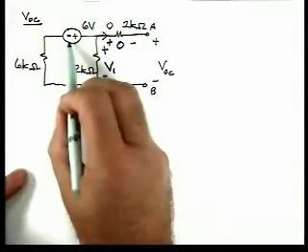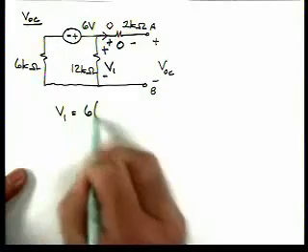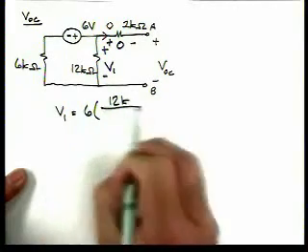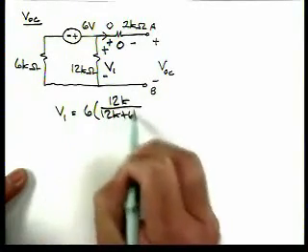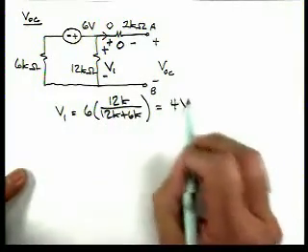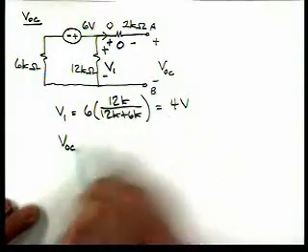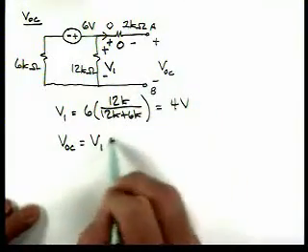That's because we've got a voltage source and two resistors in series. So V1 is 6 times 12K over 12K plus 6K. So that tells me that V1 is equal to 4 volts. And if we apply KVL around this loop, VOC equals V1 equals 4 volts.